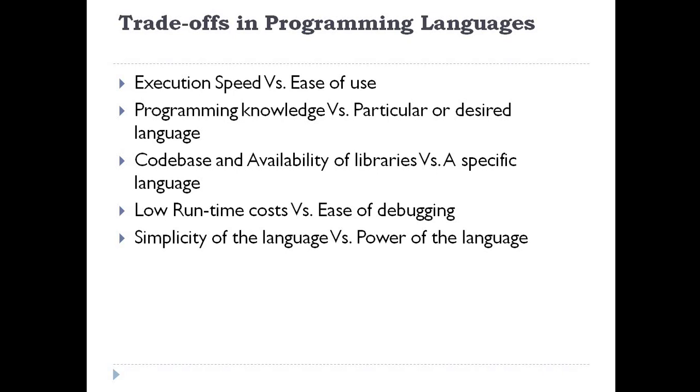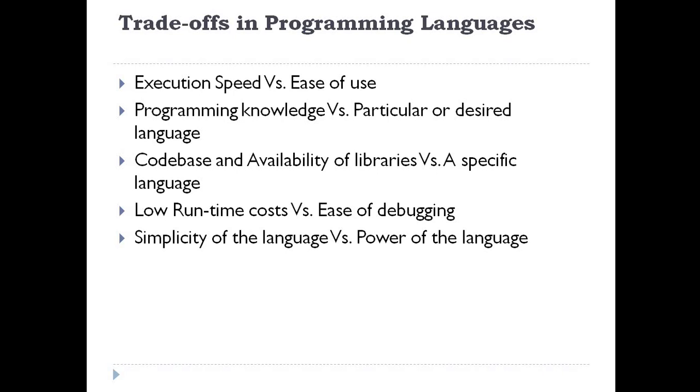So next we move on to trade-offs in programming languages. At the time of developing any application or computer software, at the time of choosing any computer language, we need to check various traits of that programming language. Traits means what? How easy it is to use. It should be understandable to every computer programmer. The execution speed of that language must be fast.